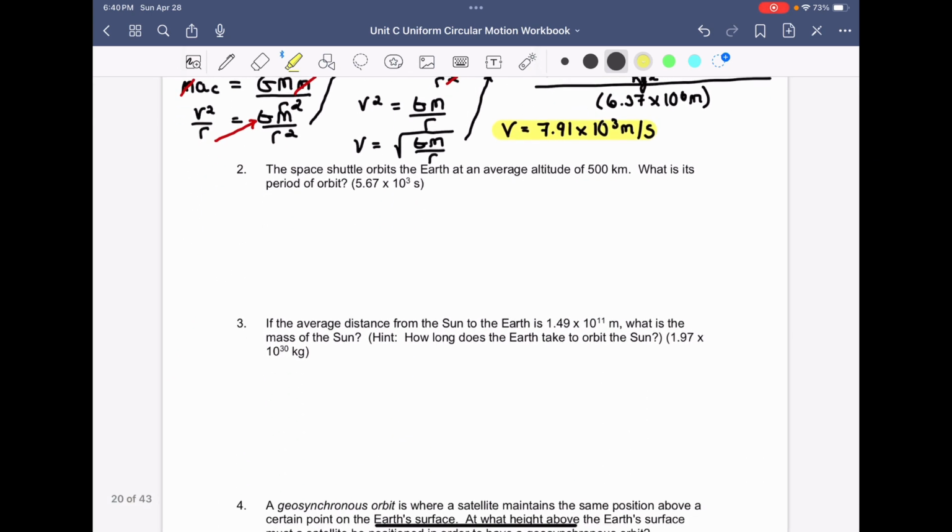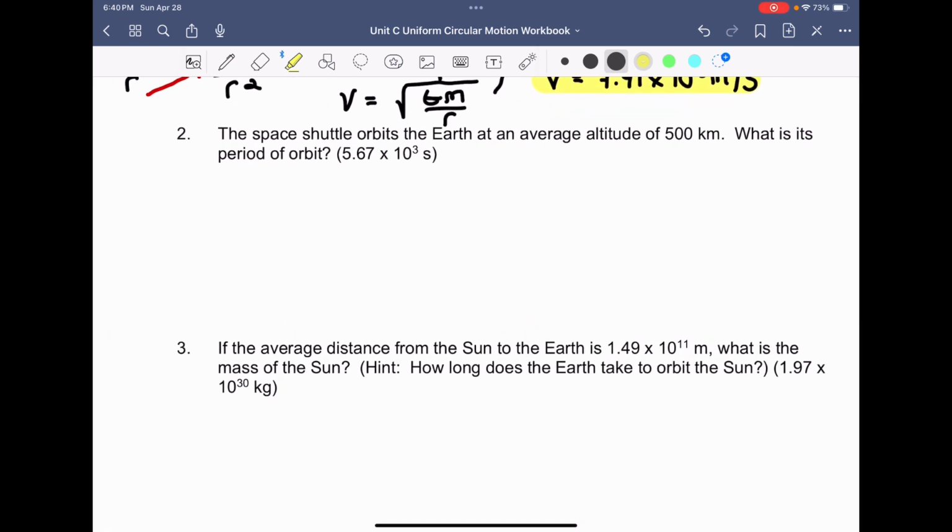Okay, next problem here. The space shuttle orbits the Earth at an average altitude of 500 kilometers. What is the period of the orbit? Okay, so they're asking us something slightly different. First and foremost, we want the period or the T value, and they give us this average altitude, which is where it's located.